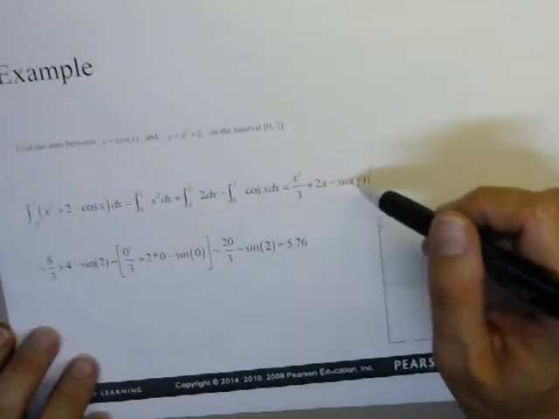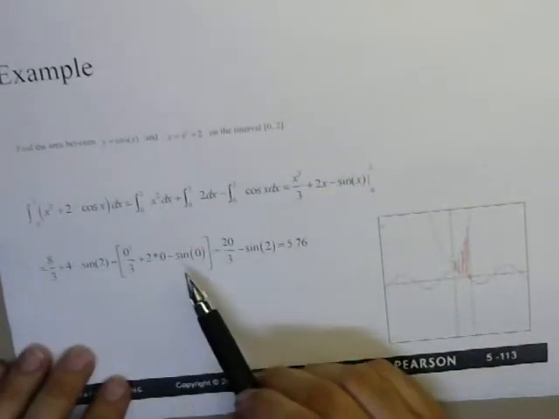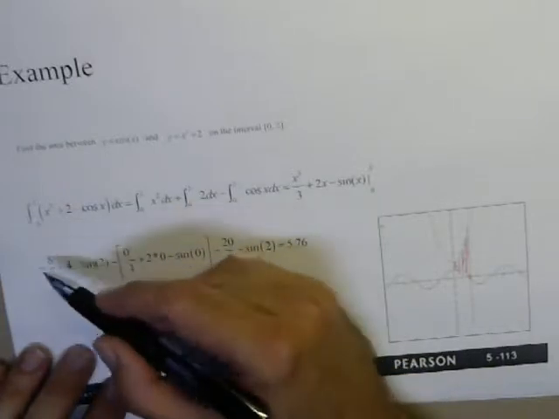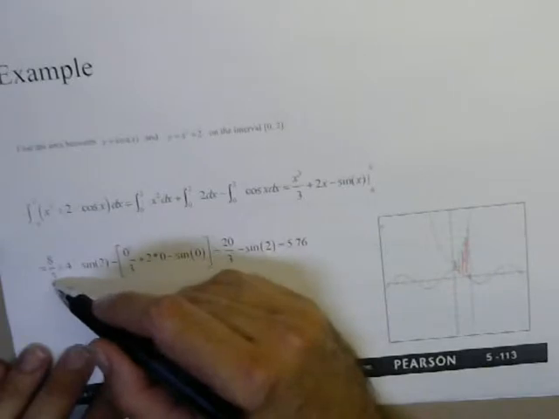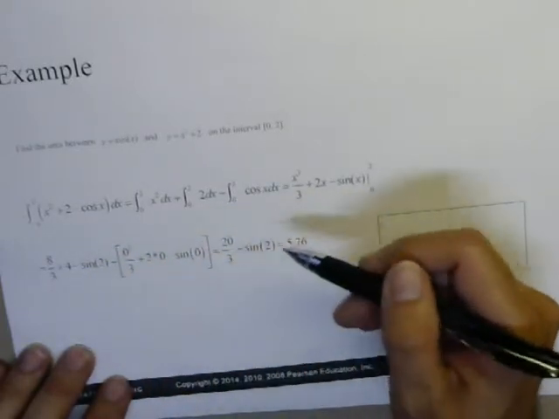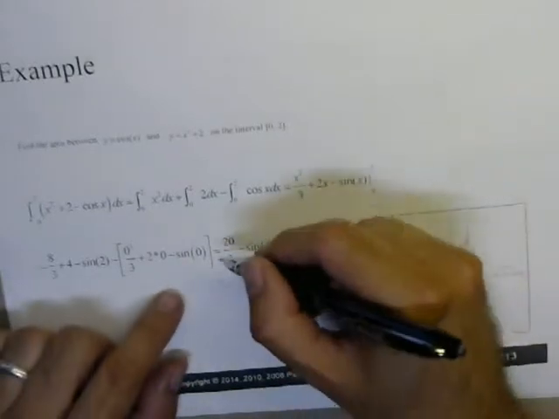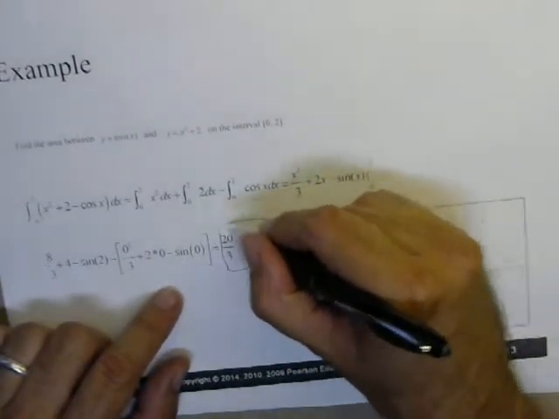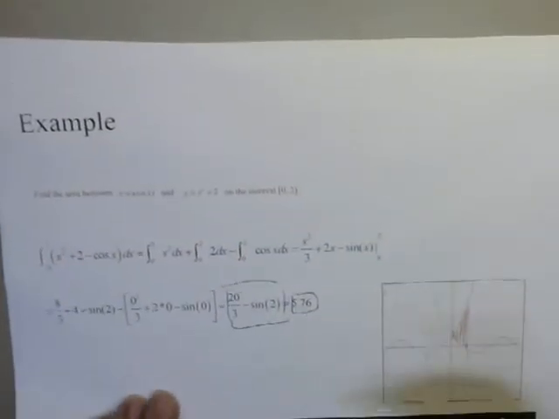And then just plug in the 2 for all the x's, subtract what you get when you plug in 0 for all the x's, right? Remember, sine of 0 is 0. So you'll get 8/3 plus 4 minus sine of 2. If you combine these two fractions together, you'll get 20 over 3 minus sine of 2, and this will all be 0, right? So you'll get this if you want the exact answer. If you want to approximate it, that would be approximately the answer there with a decimal.